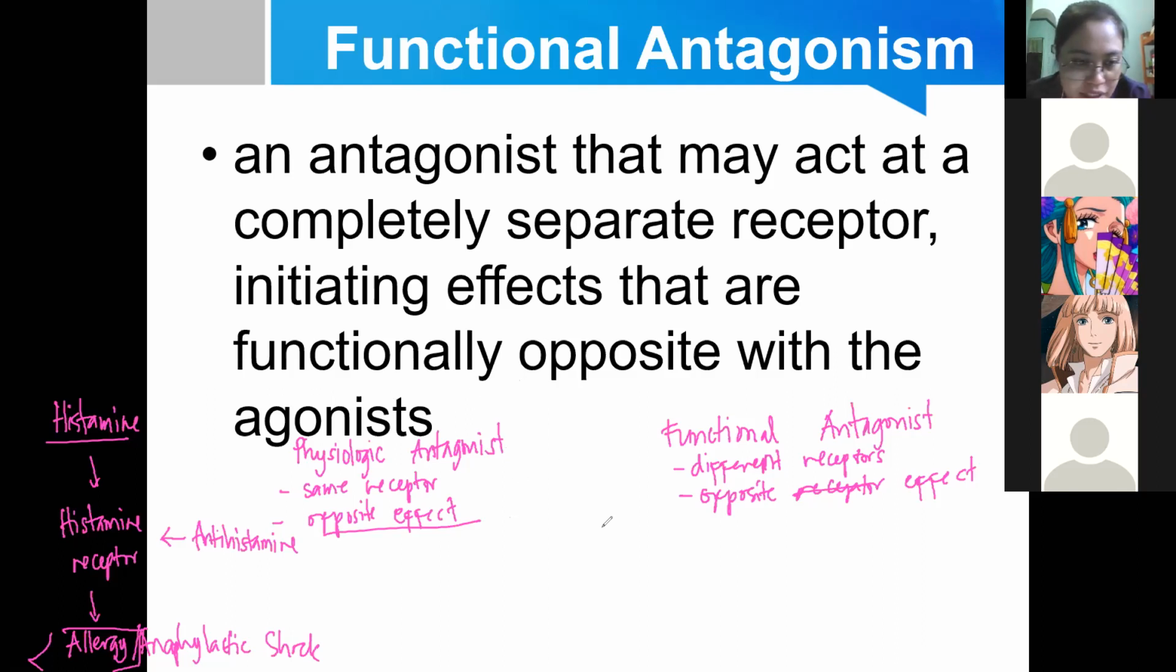So let me give you an example of the functional antagonist. Kani kay different receptor, opposite effect. Okay, let's talk about anaphylactic shock. Mao nitong na ay bronchoconstriction. Bronchoconstriction. Okay? And what's the other one? Vasodilation.